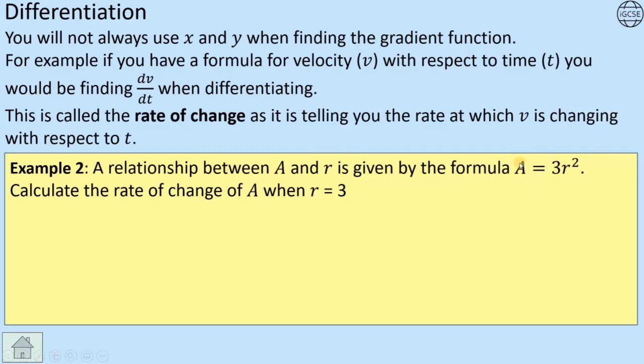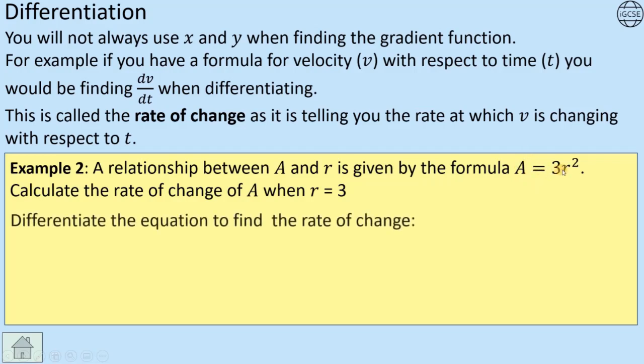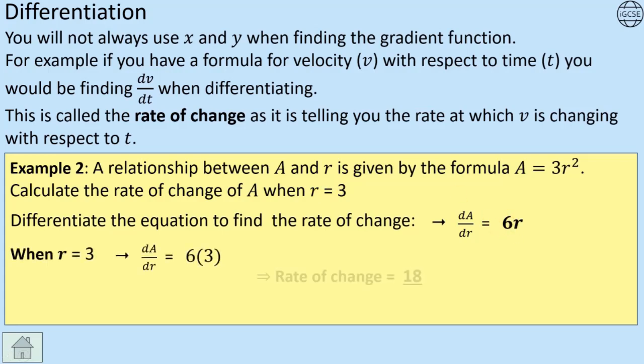So we're going to do dA by dr. All right, so differentiate the rate of change, so dA by dr, and this is a little bit simpler because we don't have much on here. So the 2 comes to the front and it becomes 6r, and when r equals 3, like in the previous one, we're just going to substitute the value of r into here, which is going to give 6r, which of course is just going to give me 18.